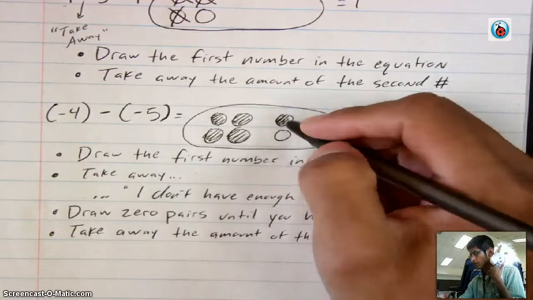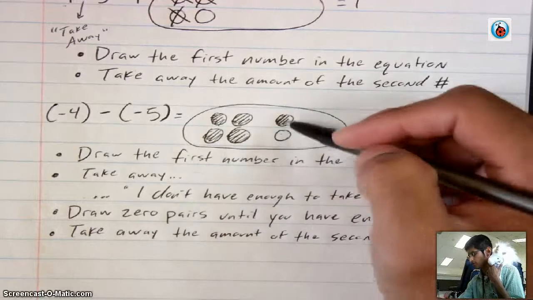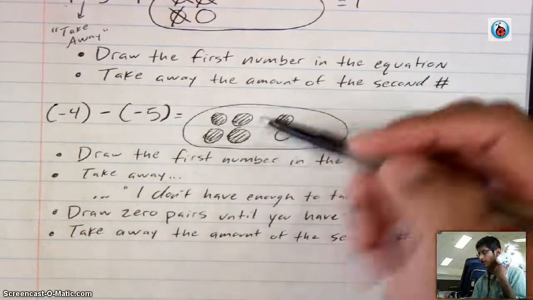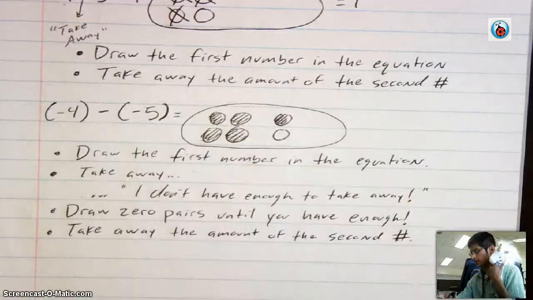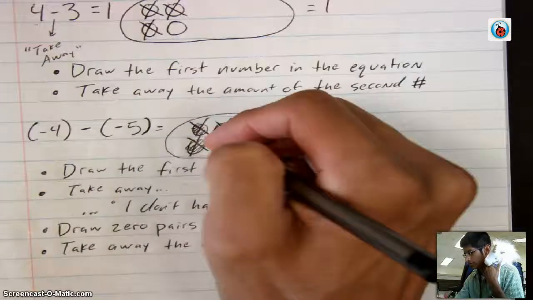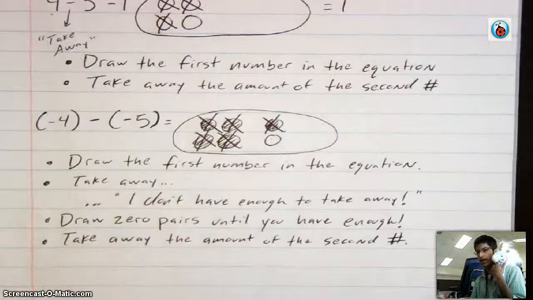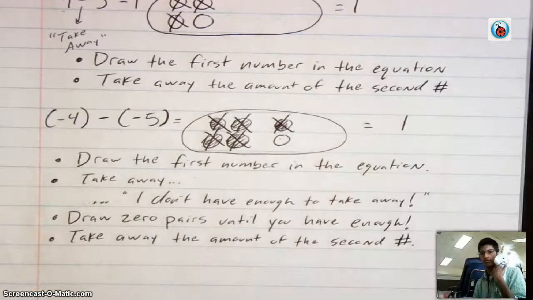And by adding a zero pair, this number in the circle is still -4. Because see, this is a 0, and then I have 4 negatives left over. So once I have it like this, now I can take away 5 negatives. So 1, 2, 3, 4, 5. You have +1 left. Very good. So my answer is +1.